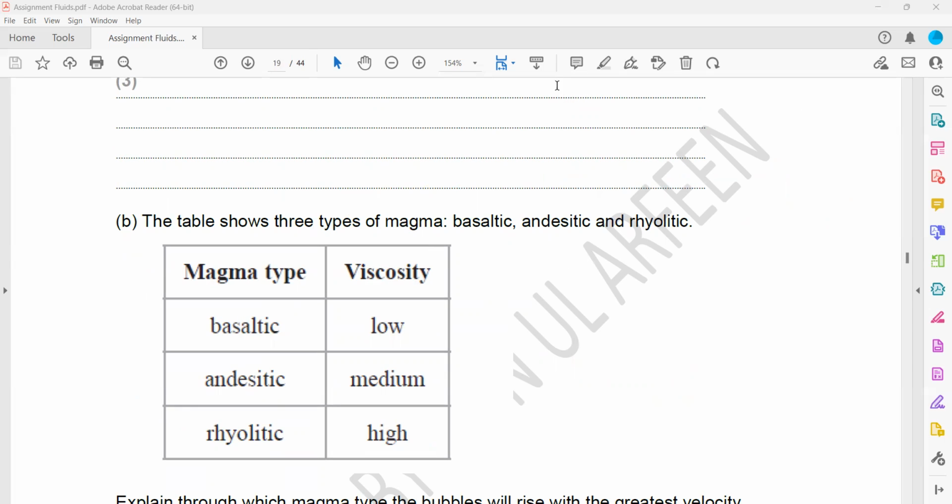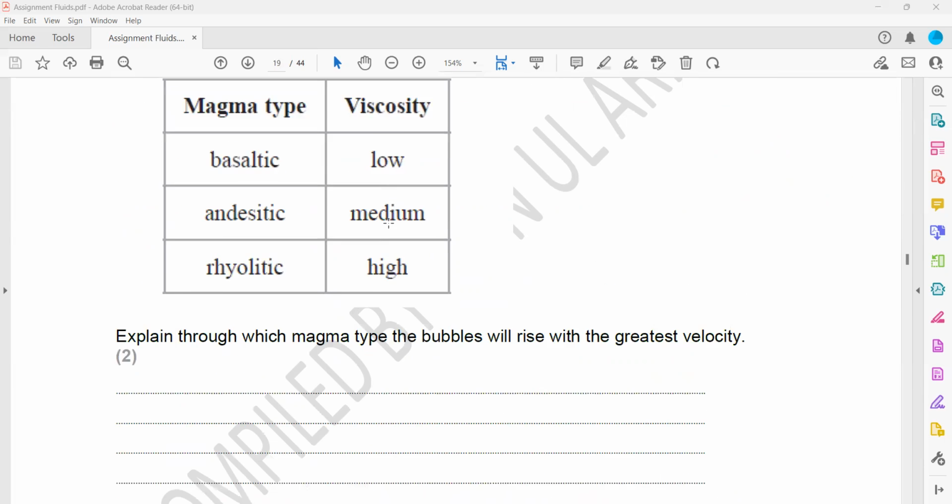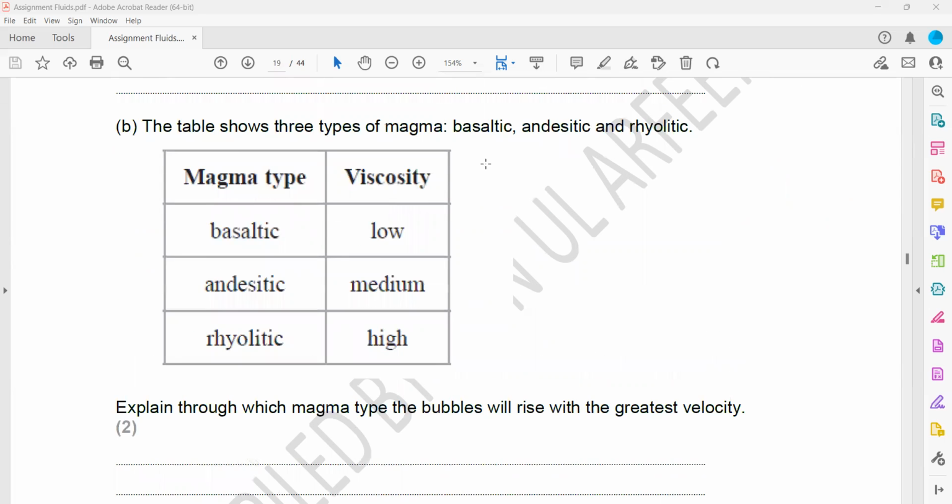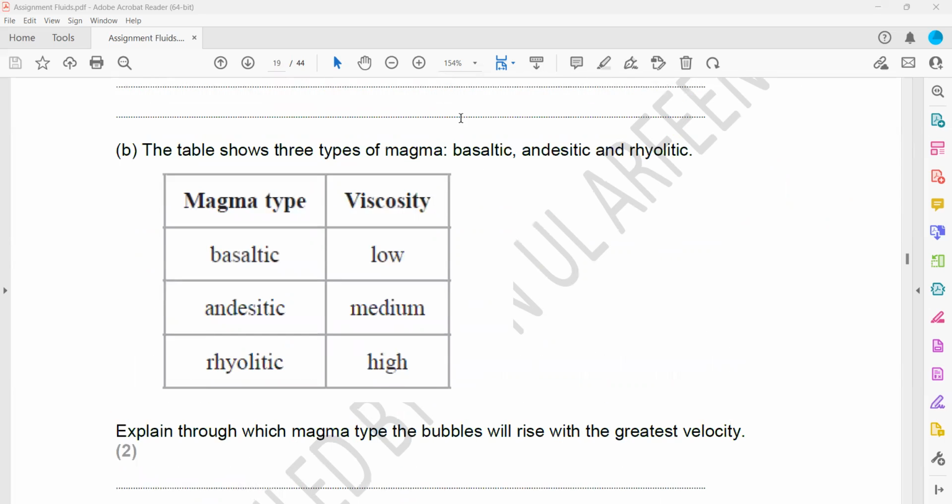Another one is andesitic magma, which is medium viscosity. And the third one is rhyolitic magma, which has a high viscosity. Explain through which magma the bubble will rise with a greater velocity. So, which magma will it rise or move with a greater velocity?